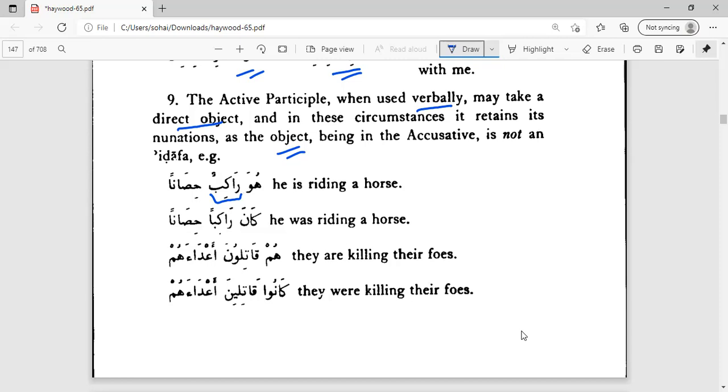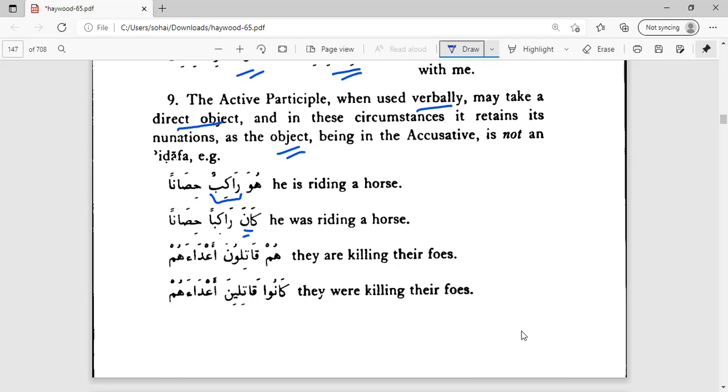Kana rakiban hisanan, he was riding a horse. So here, rakiban is the object of kana. He was, because he was riding. And hisanan becomes accusative as well, because it's another direct object. Because rakiban here is used with verbal force. Sir, yes.